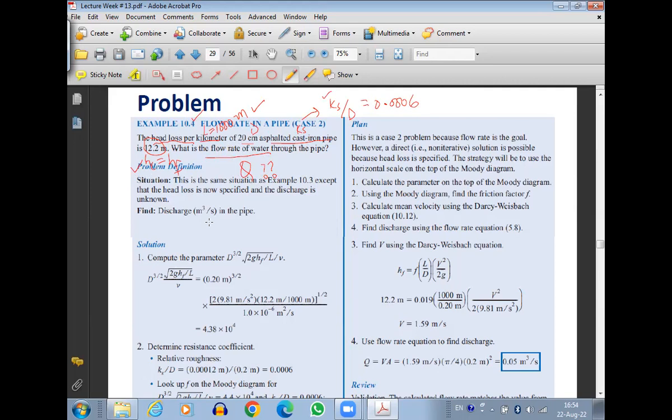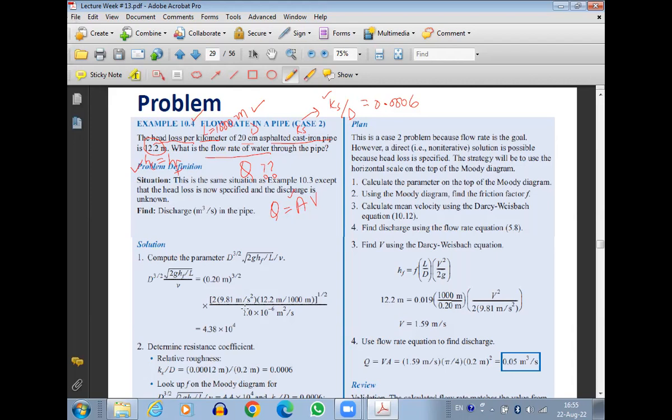Now, the basic formula for flow rate is what? Formula for flow rate is Q equals AV. A is known because diameter is known, but we don't know the velocity. If we don't know the velocity, we don't know the Reynolds number. So this is the situation where now we need to find out the velocity.